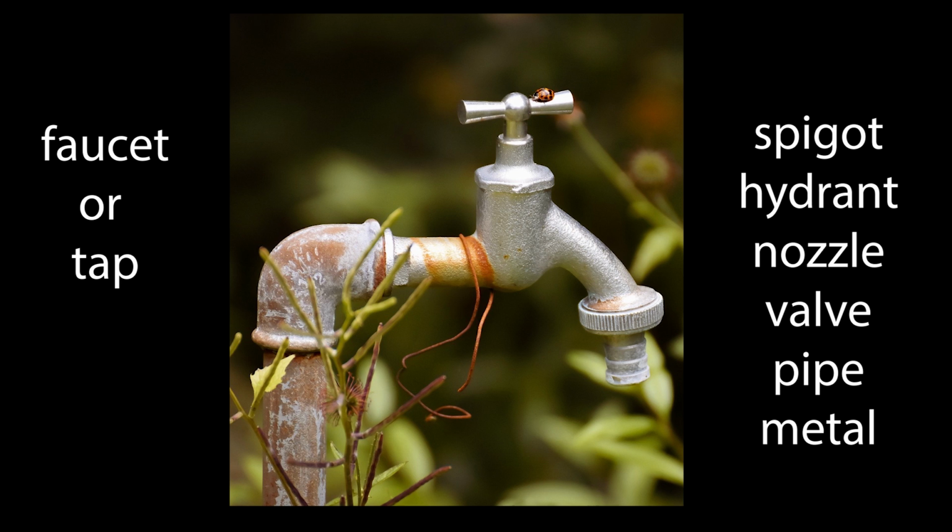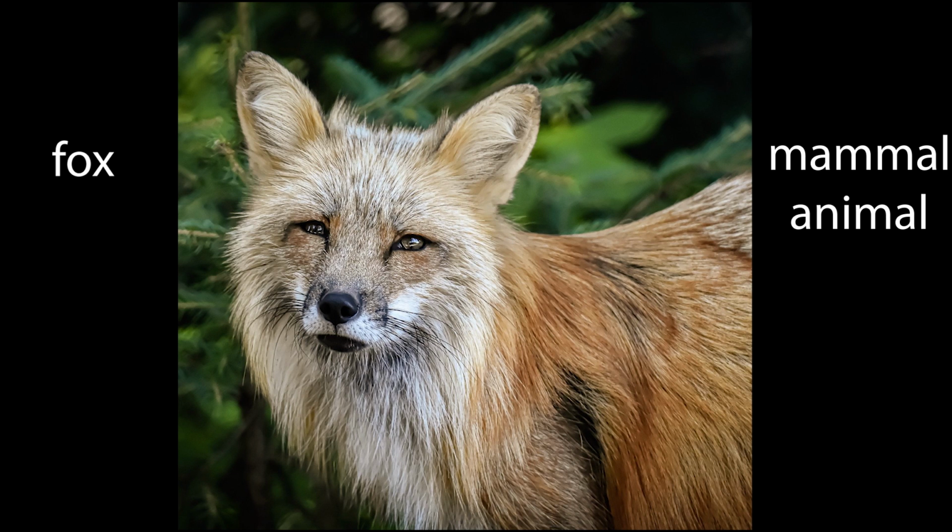The word Americans use for this is faucet. The word British use for this is tap, so both are equally correct. Another word for it is spigot, hydrant, nozzle. You could say valve, pipe, or even metal. And here we have a fox. If you can't think of fox, perhaps you can think of mammal. And if nothing else, he's always an animal.